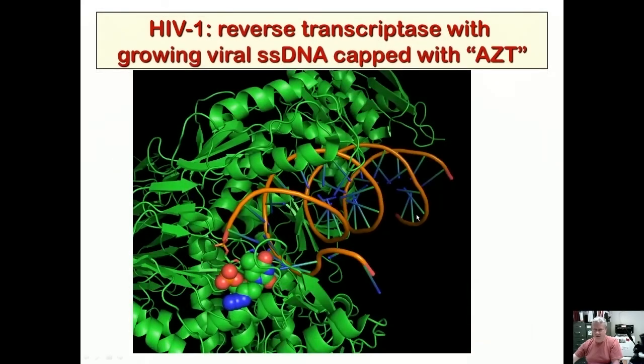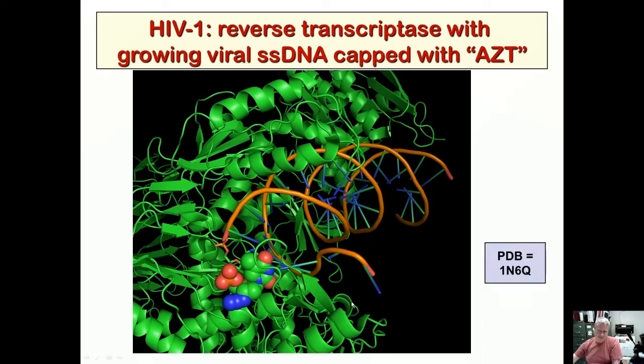So this is just an X-ray crystal structure of HIV reverse transcriptase enzyme bound to growing single-stranded DNA and is capped with AZT. So this shows what AZT does. It gets stuck in there with the azide, right? The N double bond N double bond N is the little blue spheres here, and it can't grow anymore. So it basically prevents the replication of the viral single-stranded DNA. So that's pretty cool.